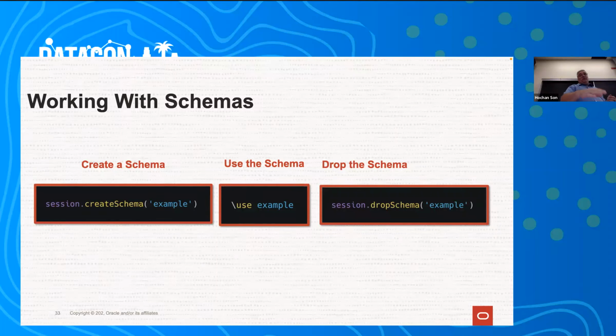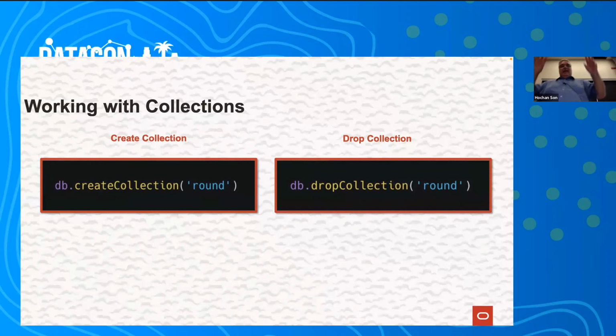So you do \use example. Now, when you do \use and then pass in the schema name, you will get a message that lets you know, hey, we're now connected to this particular schema. If you want to access it, just use db as the default. And that's going to come in the next slides or so. And then to drop the schema, session.dropSchema. Very easy. Again, I don't really say easy a lot, but.